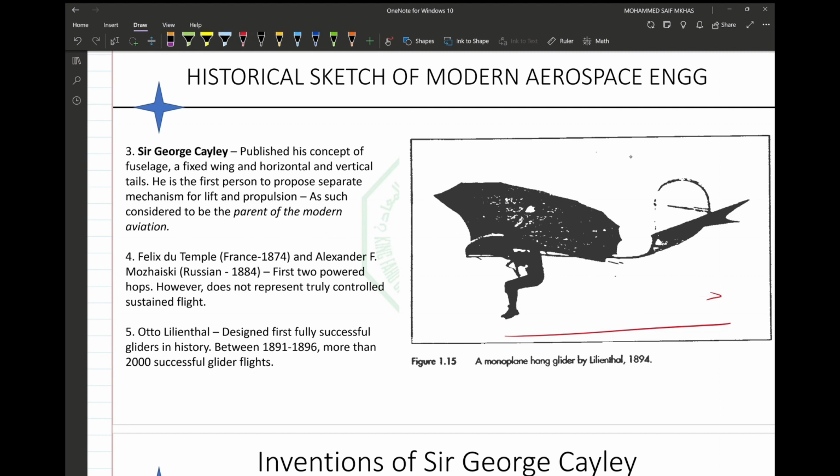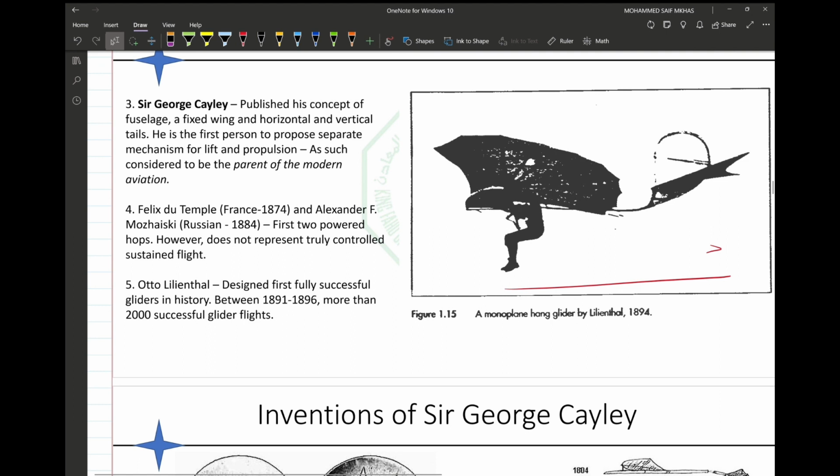And then we have Otto, who made the first successful gliders. What is the difference between a glider and a flight vehicle? With a glider, you need to be at some elevated height, and then you jump from this height and glide for some time.